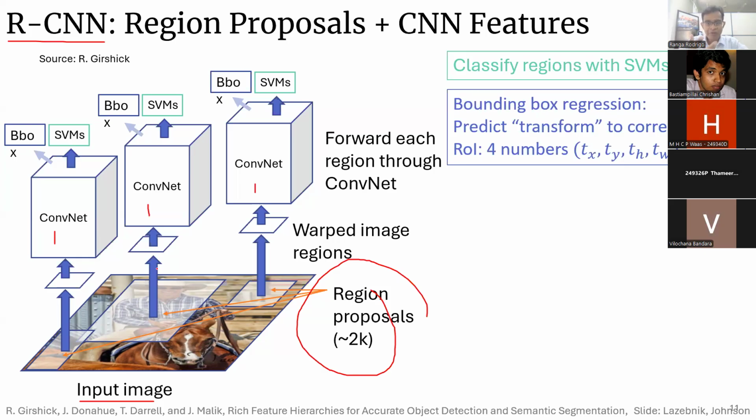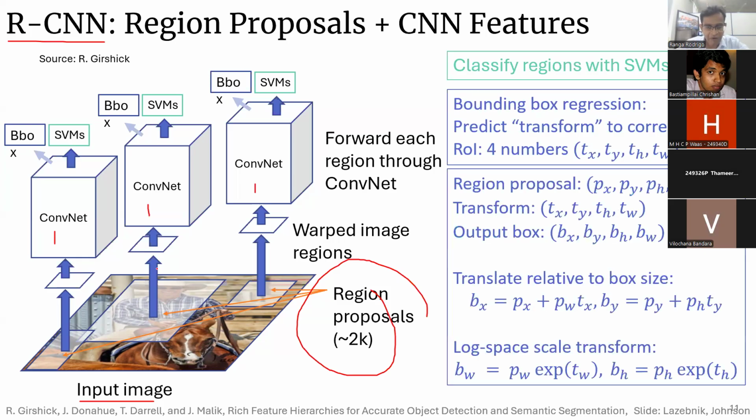So that you can see is computationally very expensive. But at this time, this was a great contribution because people did not know how to detect objects.